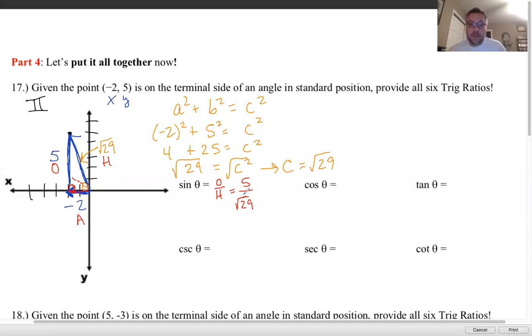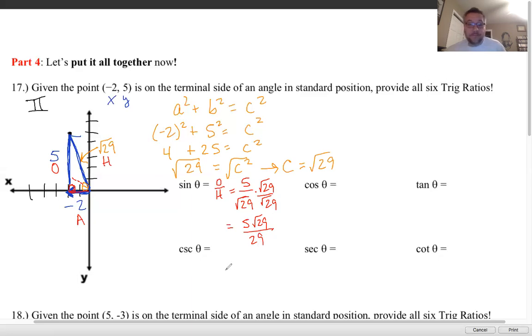So now you know that this problem child down here, root 29, you have to multiply that to the numerator and denominator, and then you'll get 5 root 29 over a whole 29. Now you can try to simplify further. Does 5 go into 29? It does not. So you are done.